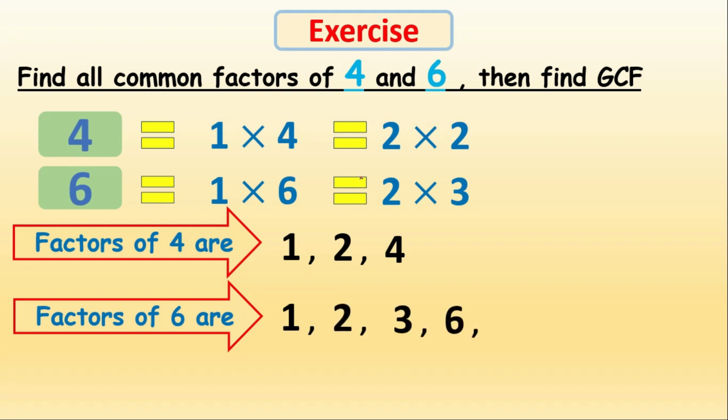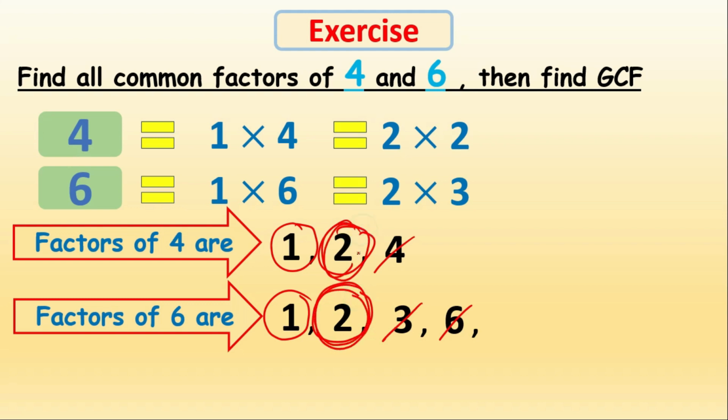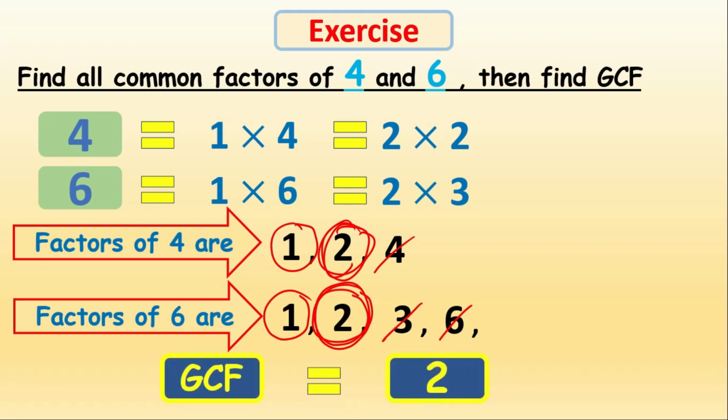So the common factors are 1 up and down, 2 up and down. Is there any other common factor? No. 4 isn't common, 3 isn't, 6 isn't. Okay, so the greatest one is 2. The greatest one is number 2. So the greatest common factor is 2.